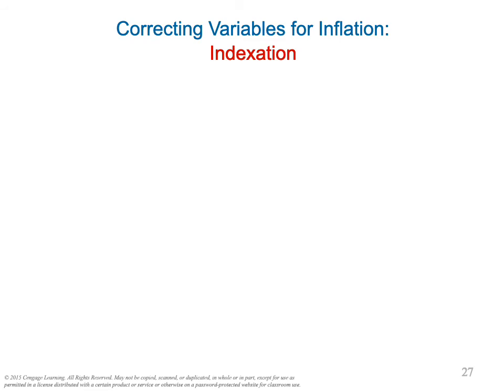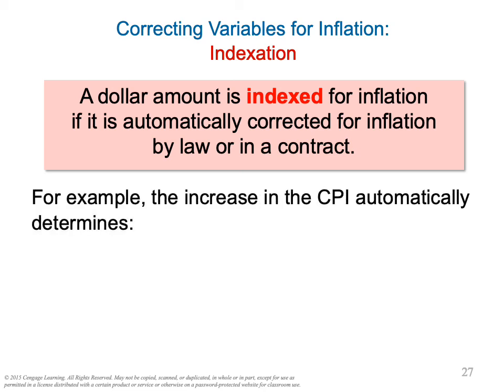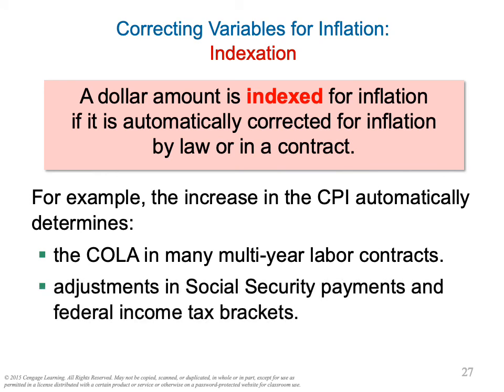All right, so when we correct variables for inflation like we just did, it's called indexation. A dollar amount is indexed for inflation if it is automatically corrected for inflation by law or in a contract. So COLAs are a form of indexation. For example, the increase in the CPI automatically determines the COLA in many multi-year labor contracts, adjustments in Social Security payments, as well as federal income tax brackets. So all of these things are indexed.